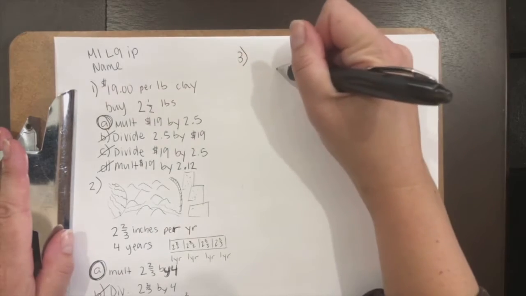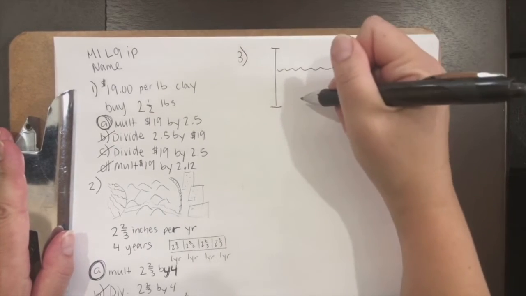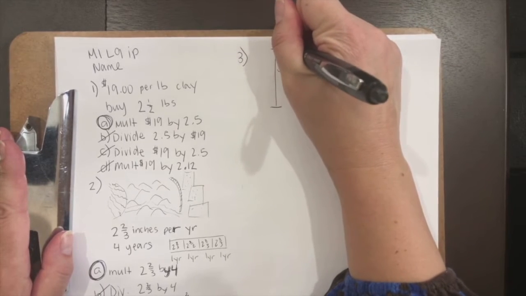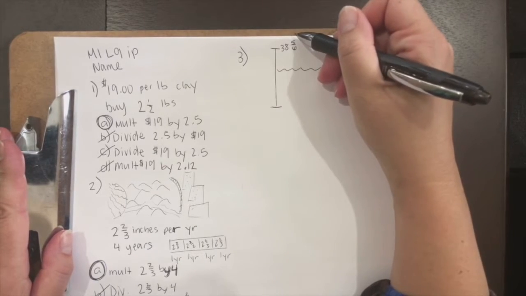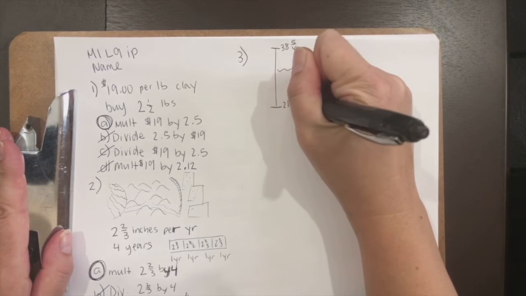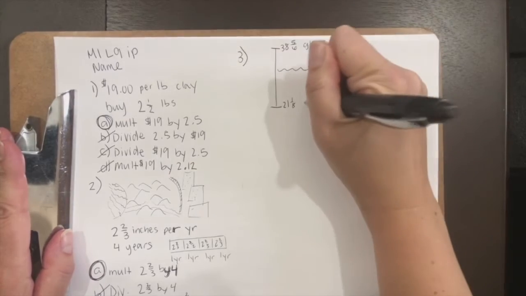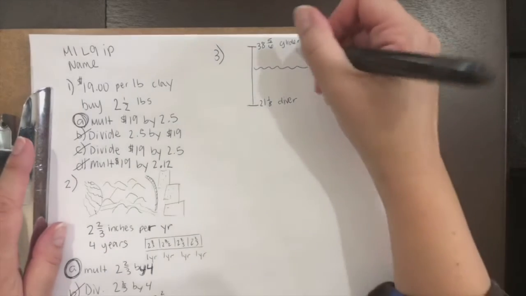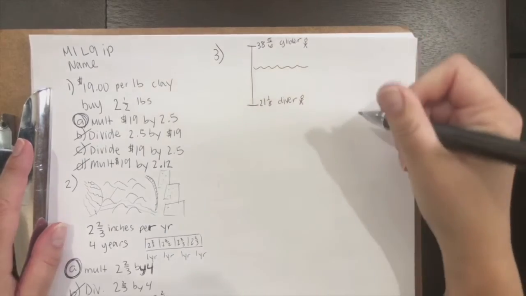Okay, so let's put some water. We'll put a number line here. The glider is 38 5/6 feet above the water. The diver is 21 1/8 feet below the water. So glider, diver. I'm not going to do a beautiful picture on this one. Sorry, guys. Here, we'll just do a person. Okay.